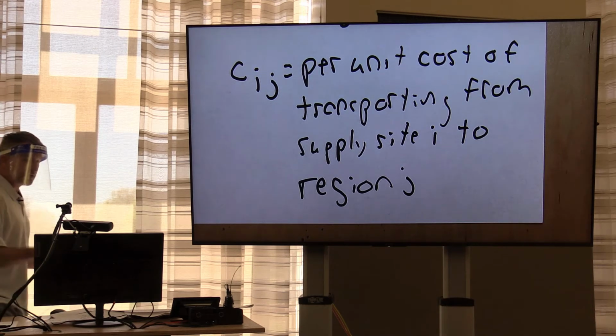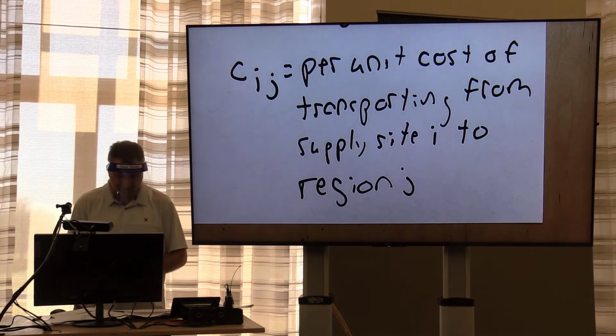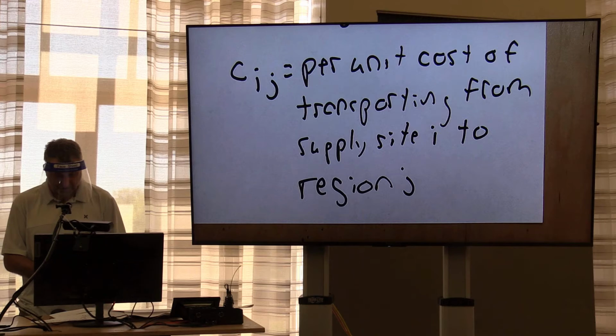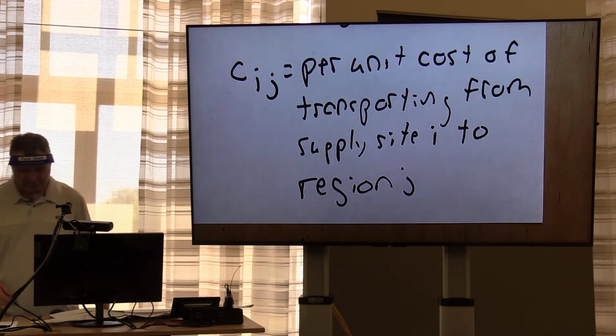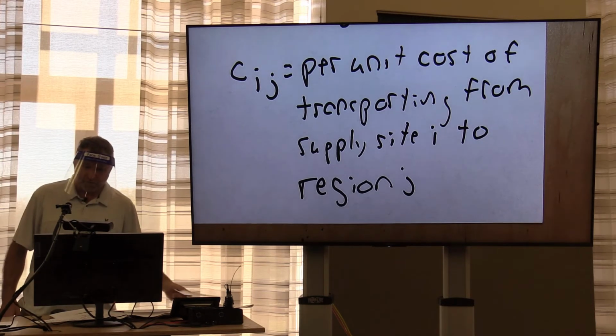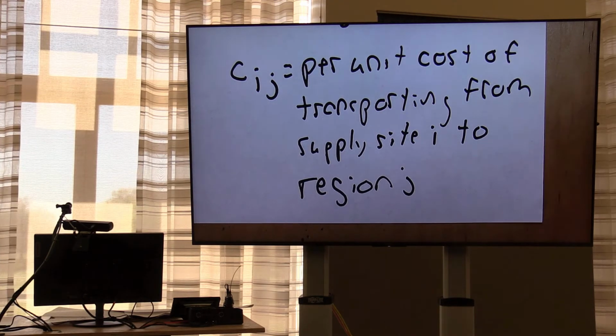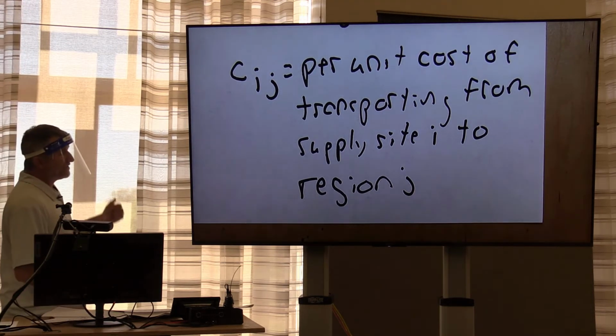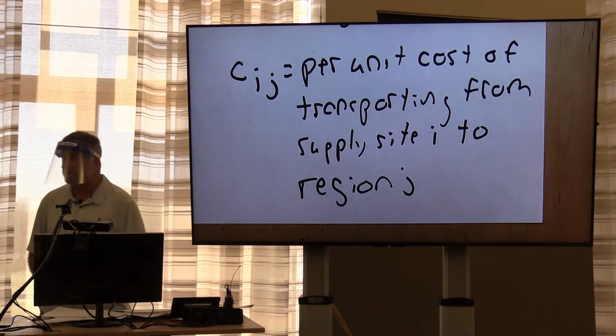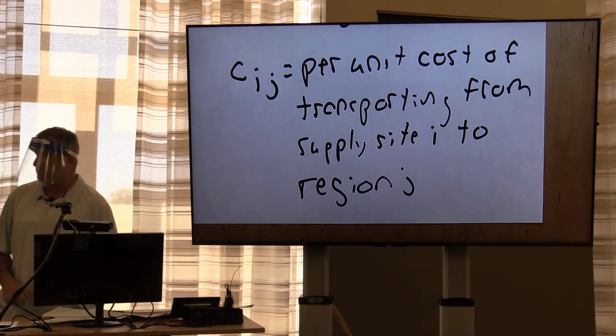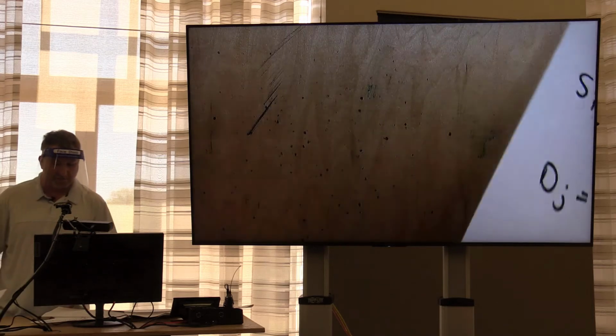Okay, so we've got our variables. We know what our decision variables are, and we know what our parameters are. Now, we just need to represent the objective function and the constraints in mathematical form, and we're done, and we'll stop there.